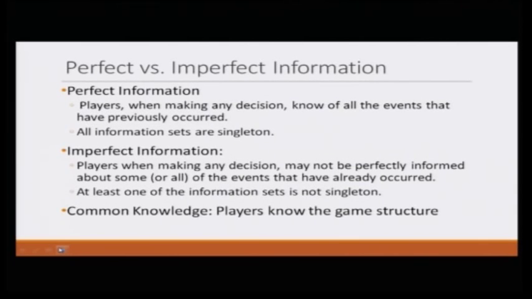We have already learned two different kinds of information structure present in any strategic interaction. One is of perfect information, another is of imperfect information. What is perfect information? We already discussed, but just to recap, when players making any decision know of all the events that have previously occurred, then the information structure present in the game is of perfect information. As opposed to this, when players making decision may not be perfectly informed about some or all of the decisions, then the game is called one of imperfect information.